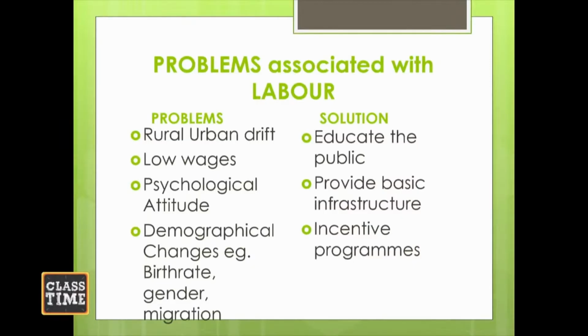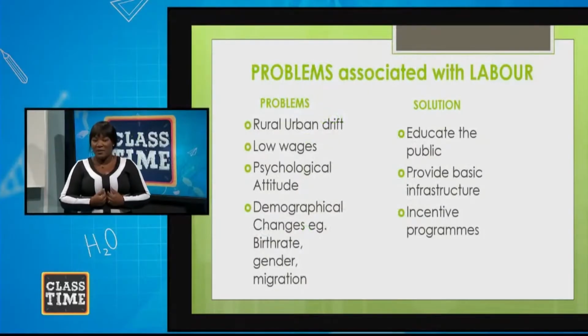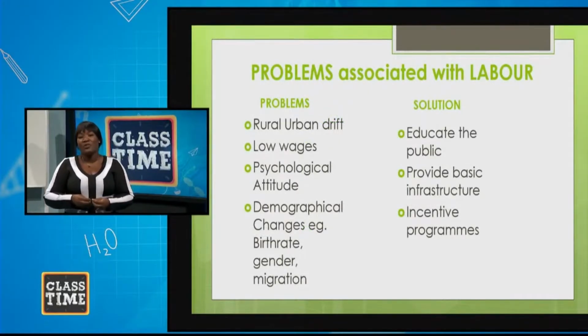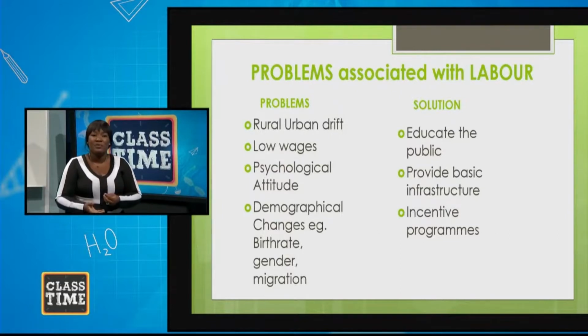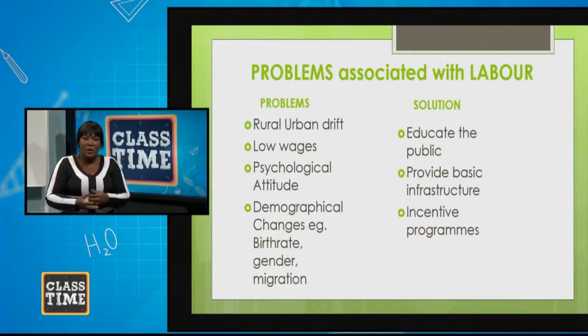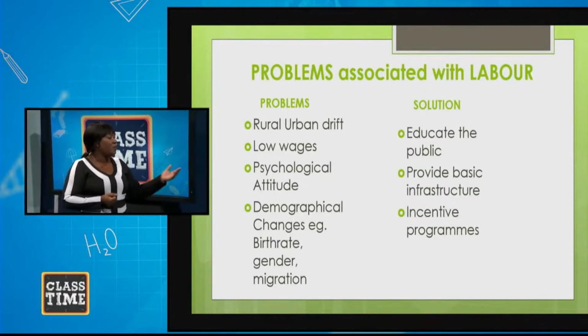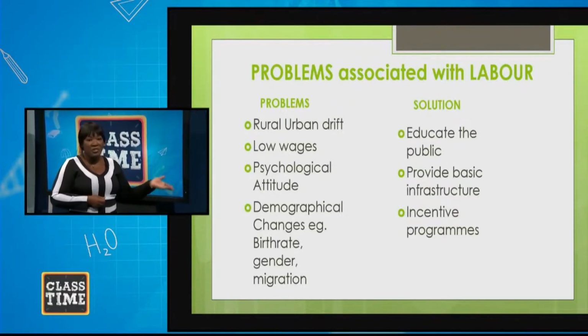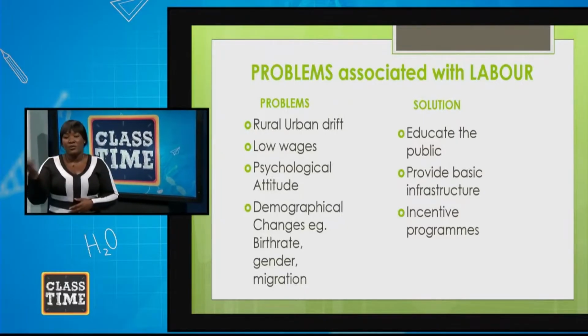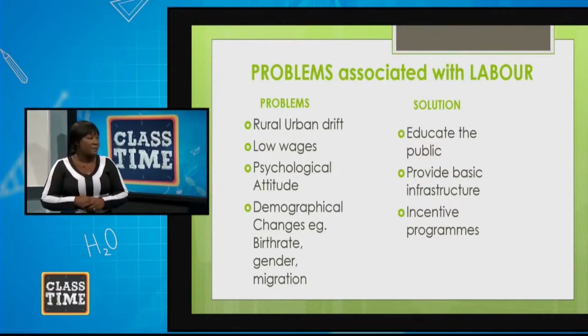4, demographical changes. We look at birth rate. Back then, my grandmother had about 13 kids. Her daughter, my mother, Gwendolyn, had 2. So what you realize is that the birth rate has reduced. Hence we have fewer persons around in regards to labor force on a farm. We look at gender. We look at migration, where persons may leave the area to go to live somewhere else.